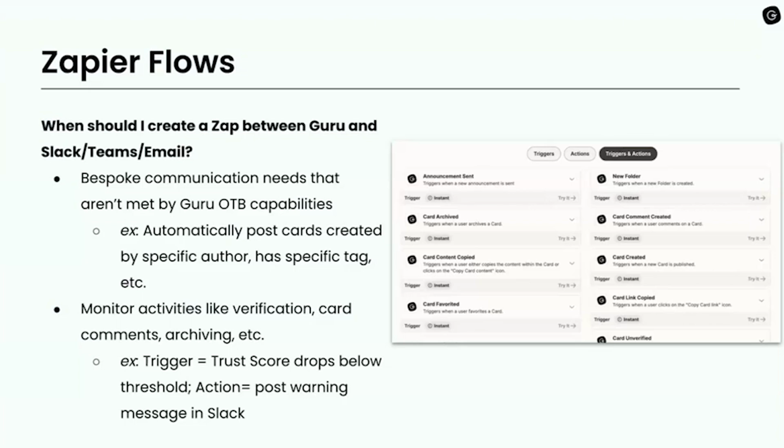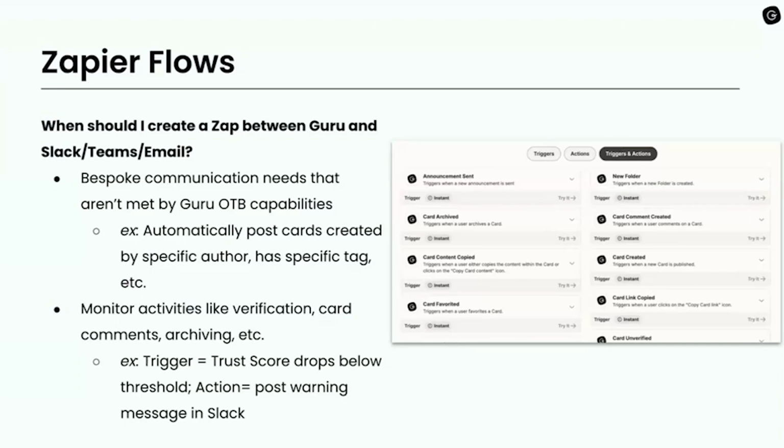So maybe you want to automatically post cards anytime an announcement is created to a specific Slack channel. So instead of having to repost a card that you sent with an announcement to a specific Slack channel, you can create a Zap that's automatically going to post it to a bunch of Slack channels to raise even more awareness around that announcement. Maybe you want to post cards that are created by a specific author to a specific channel, or maybe have a specific tag attached to them. You can post those cards or create email flows out of those new cards that are created.